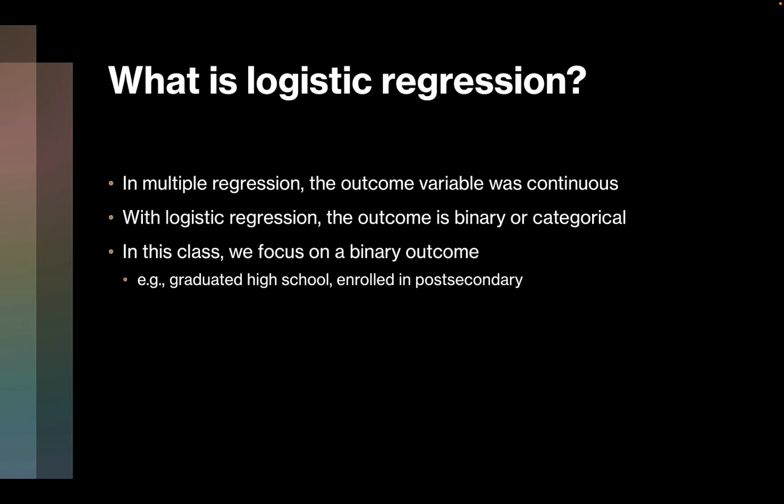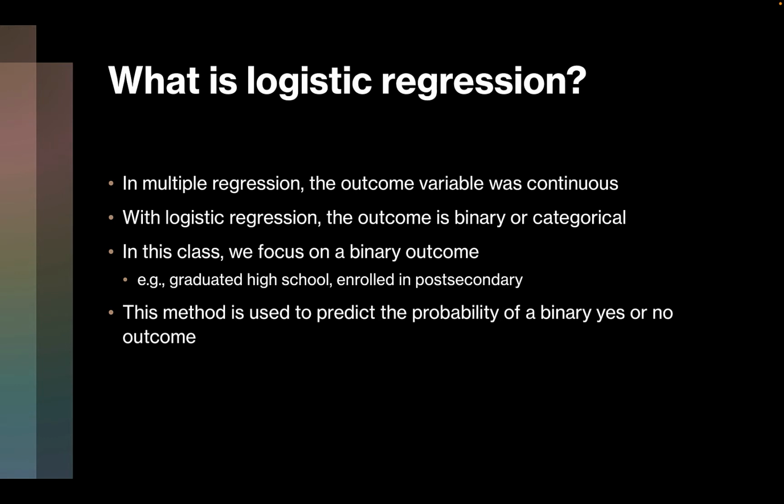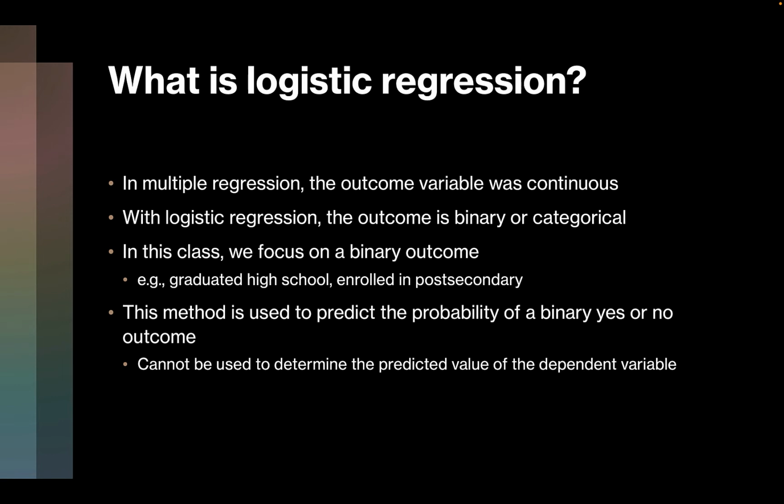The student enrolling in post-secondary, either yes, they did, or no, they did not. This method is used to predict the probability of a binary yes or no outcome. Again, we're predicting the probability. What we are not doing is predicting the value of the dependent variable. Again, with that dependent variable being dichotomous or binary, only two options, we're predicting the probability of one of them happening compared to the other, as opposed to predicting the value like we did with multiple regression.